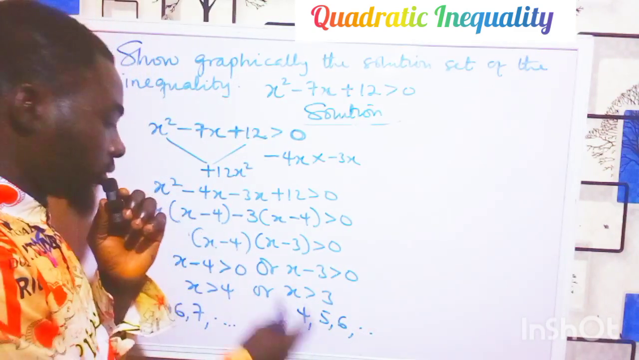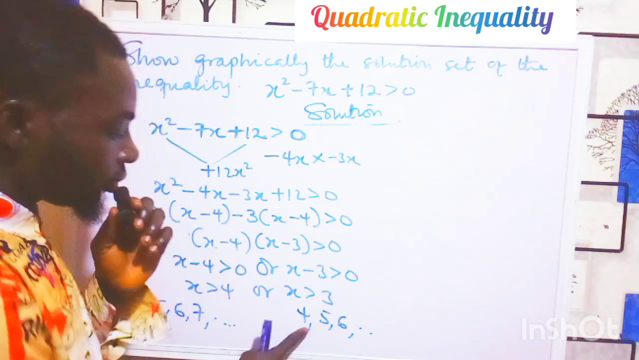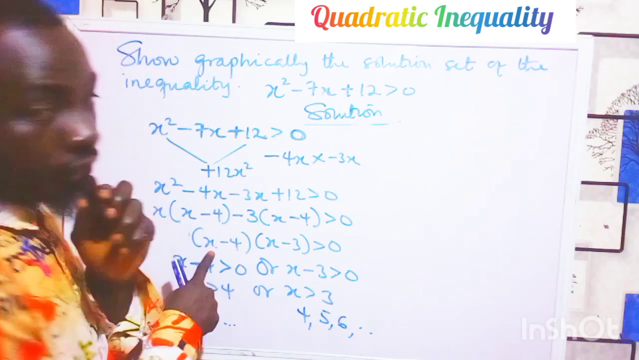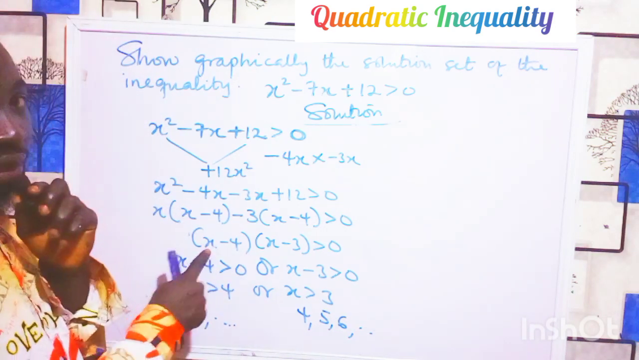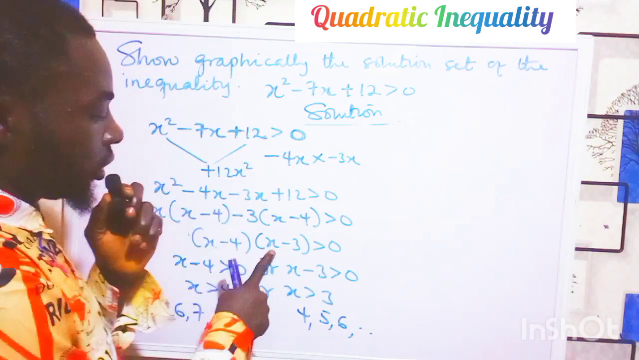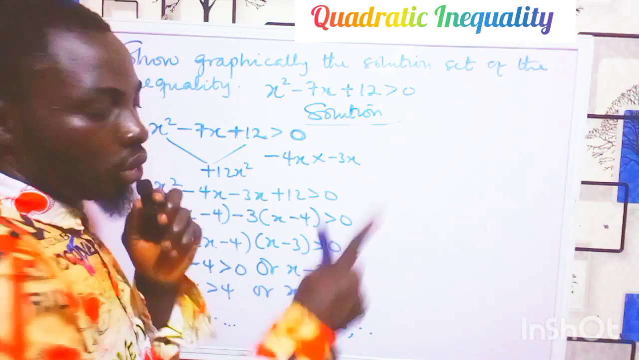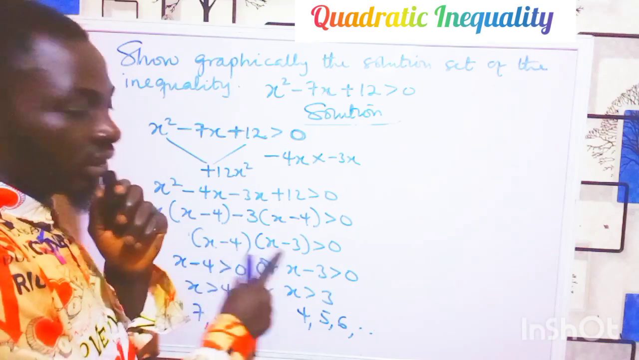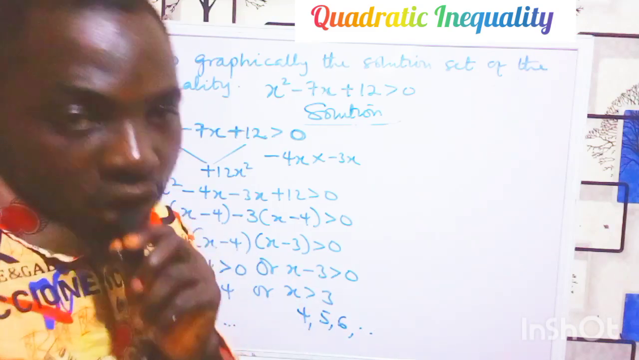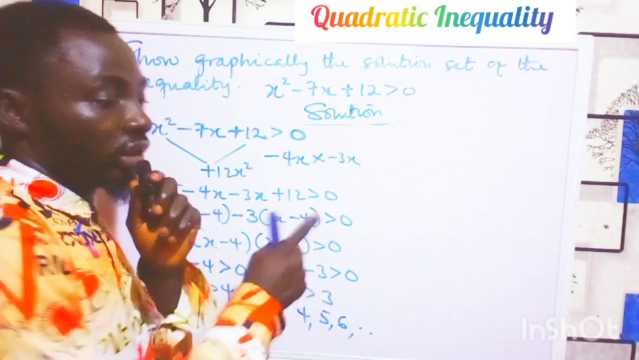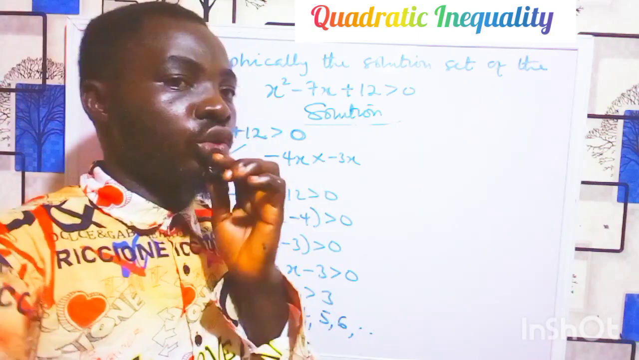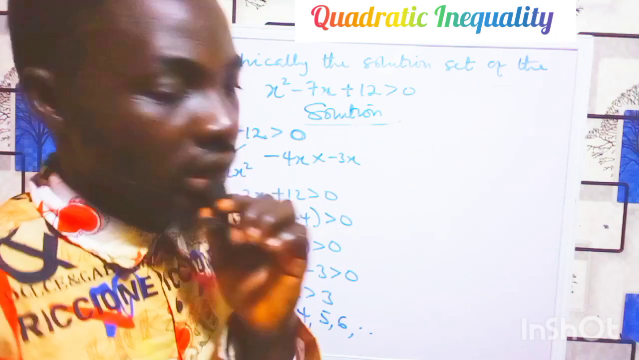Let's try the other one that we have here. Let's try 4 again. Let's put 4 for x here. That will give us 4 minus 4, 0. Let's put 4 here, 4 minus 3, 1. So we have 0 here, we have 1 here. 0 times 1, that is 0. That means we are going to be having 0 greater than 0. Is 0 greater than 0? No. 0 is equal to 0, not greater than 0.